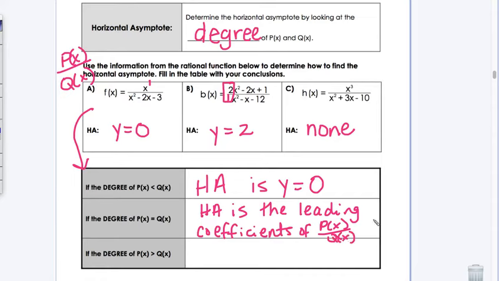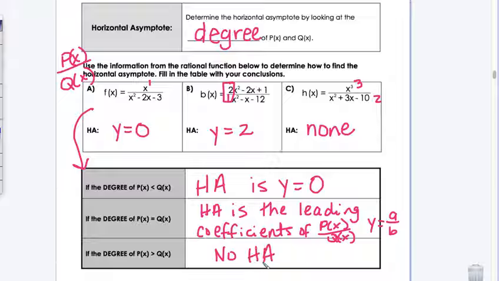Okay, so in a way you could say it's y equals a over b, and whatever these leading coefficients are. So a would be 2, b is 1. So that is going to be our horizontal asymptote. And then if the degree, this degree is 3 up here, and this one down here is 2. So if the degree of p of x is greater than q of x, there is no horizontal asymptote.